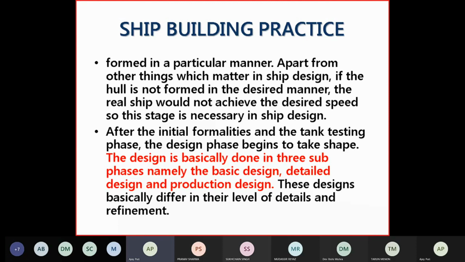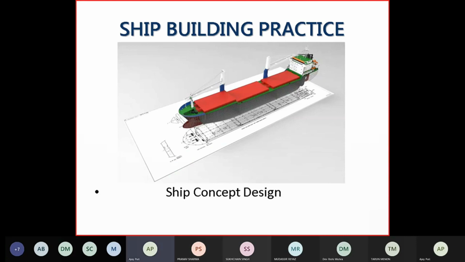So in the performance design, you have three designs. One is your basic design, second is your detailed design, and third is your production design. So production design is basically the actual design basis vis-a-vis your actual cutting will take place. Basic design is basically on a basic level with specification, and detail will be with your lines plan. Now this is a concept design which you find these kind of models in your shipping companies outside. This is basically a concept what kind of ship they wanted, and accordingly this model is tested in the tank.